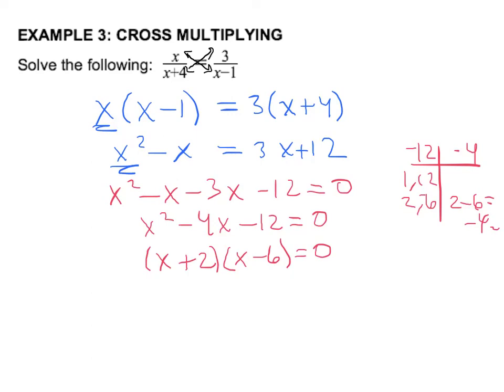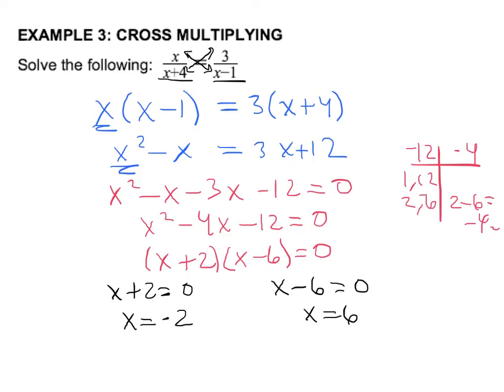Again, we have two factors set equal to 0, so we can change this into two equations. We'll have x plus 2 equals 0 and x minus 6 equals 0. So solving for x in both cases, we get x equals negative 2 and x equals 6. And again, our last step is to check to see if we have extraneous solutions. The only problems we would run into is if x were negative 4 or if x were positive 1, and since neither of these were the solutions we got, then neither of them are extraneous and both of them are real solutions of our equation.